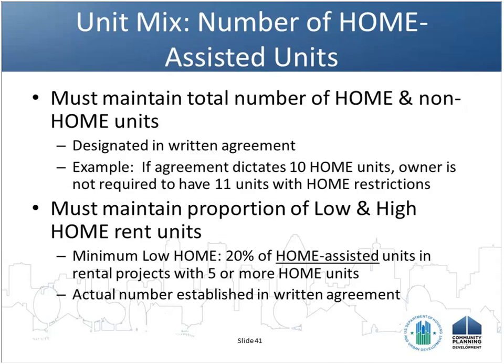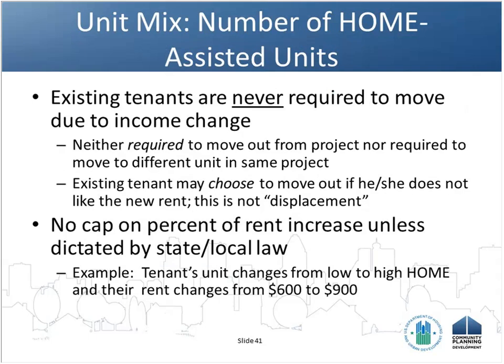As we mentioned, we need to maintain the same unit mix, because we have the project rule that requires that if we have 5 or more home assisted units, 20% of those be set aside as low home units. A lot of what we're going to be talking about today will also be not just the number of home units, but the mix between which units are high home units and which units are low home units.